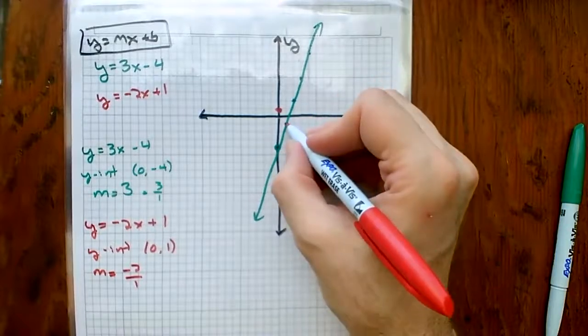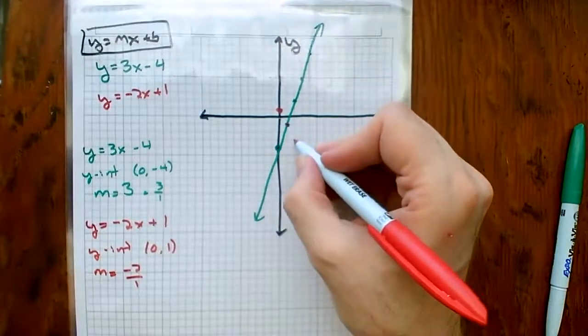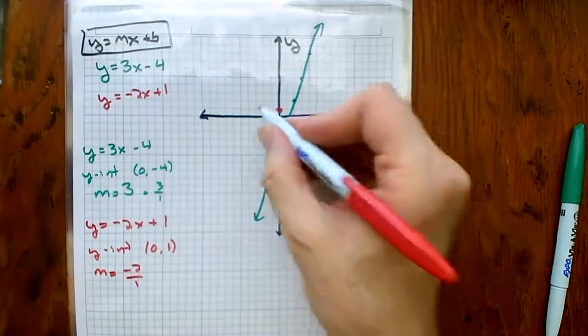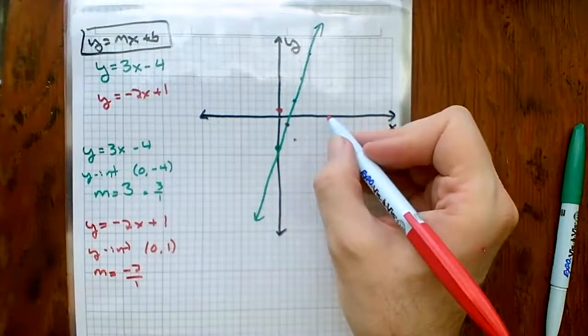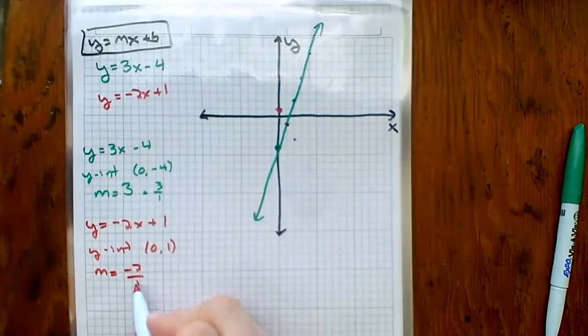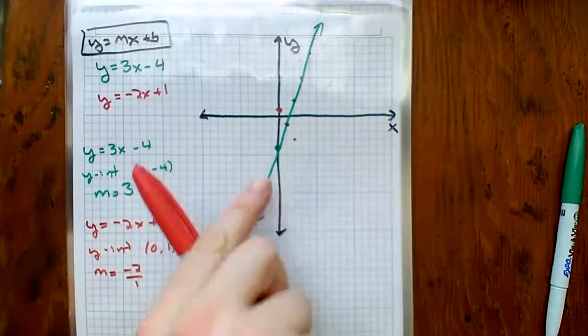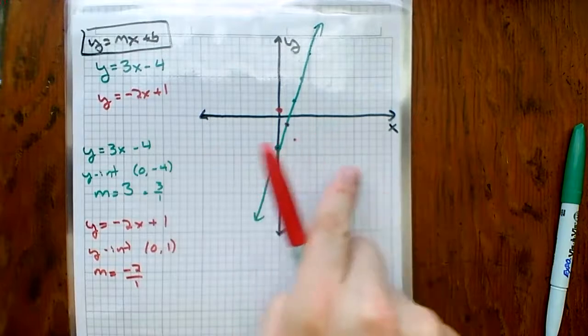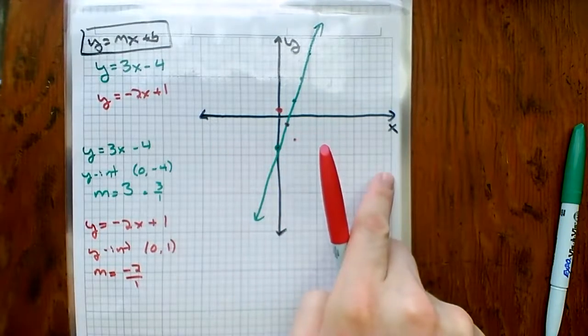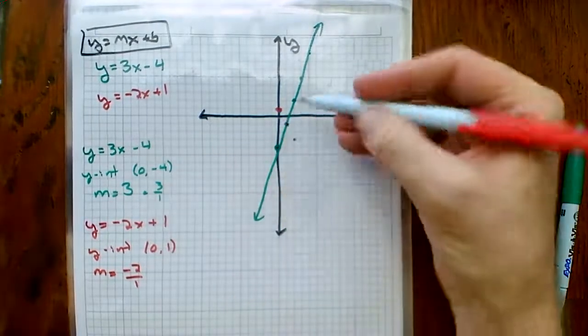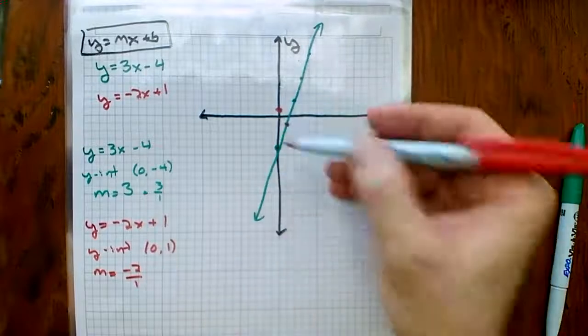One of the questions I frequently get is how do you know that the run is this way? Well, this is a positive number. To the right is the positive direction in the x. This is the negative direction in the y, so it's a fall of 2.